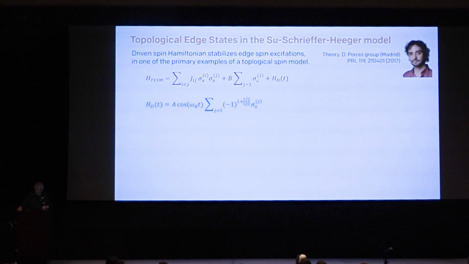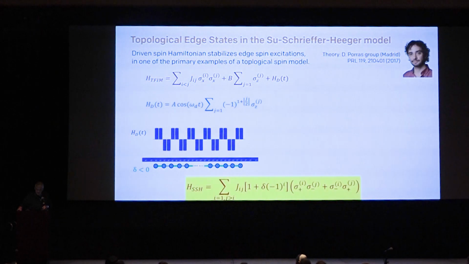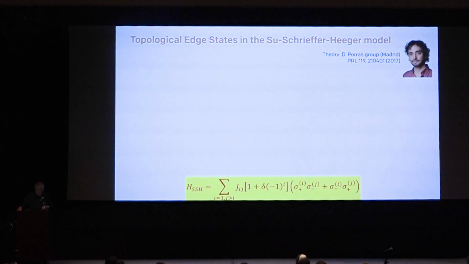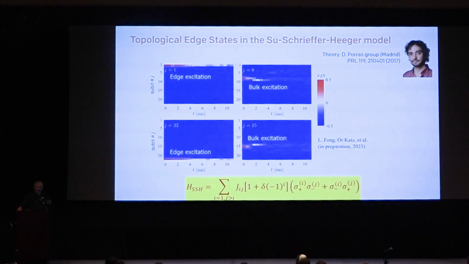Okay, so I'm just going to skip right to the topological. We simulated the SSH Hamiltonian. I'll give you the 2-second version. This is a 22-ion chain, and we show that edge states, when we excite them, maintain a much longer life than the bulk. And the bulk, as expected from this SSH Hamiltonian, has alternating nearest neighbor couplings. So, and with that, way out of time.